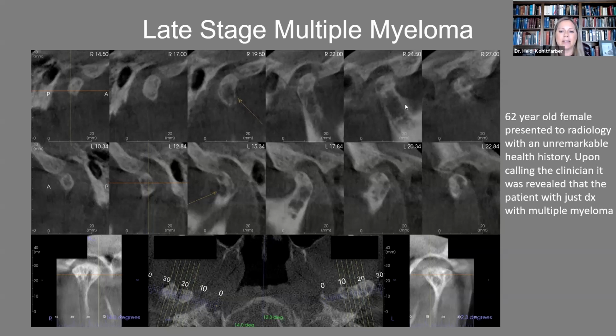So yes, we can see this. Again, that punched out lesion, kind of a spotty bony sclerosis. Spotty bony sclerosis tends to let us know, yeah, we probably have some type of malignancy going on. But those beautiful punched out lesions are perfect for late stage multiple myeloma.